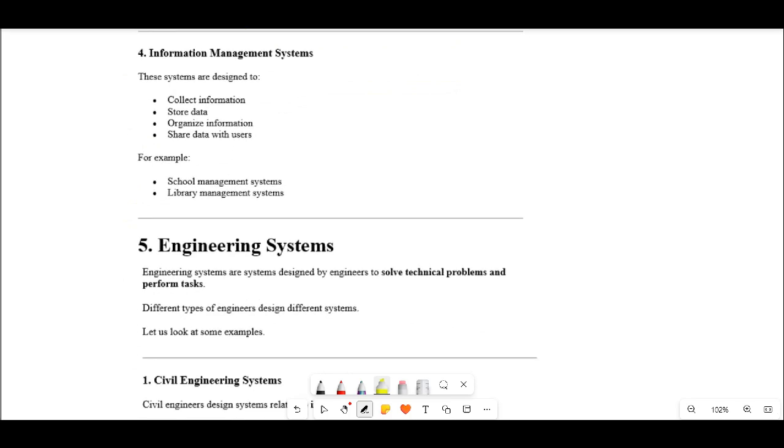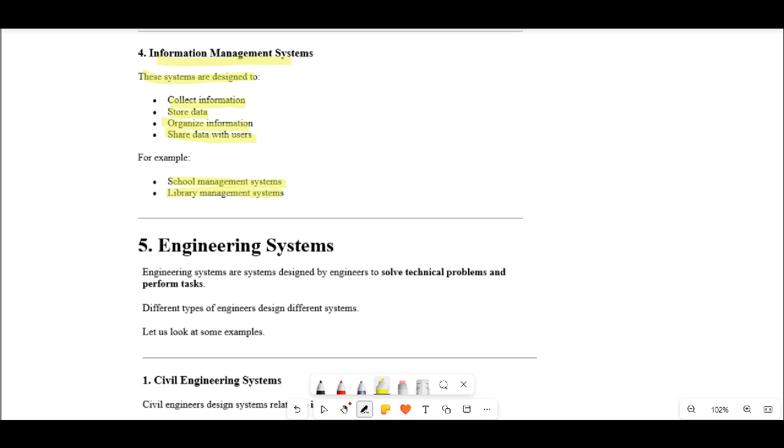Now let's see about the information management system. These systems are designed to collect information, store data, organize information, and share data with the users. For example, we have school management system, library management system.